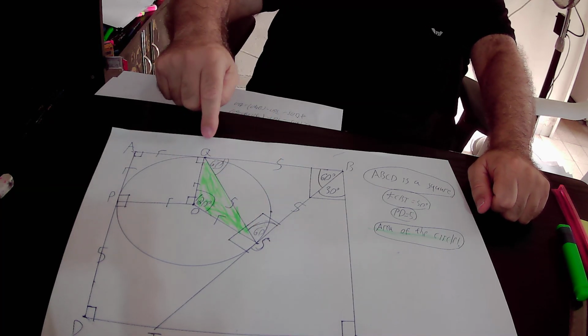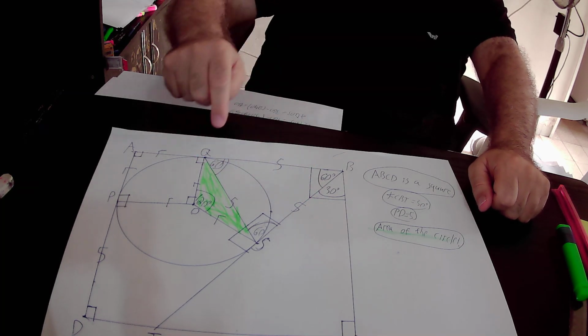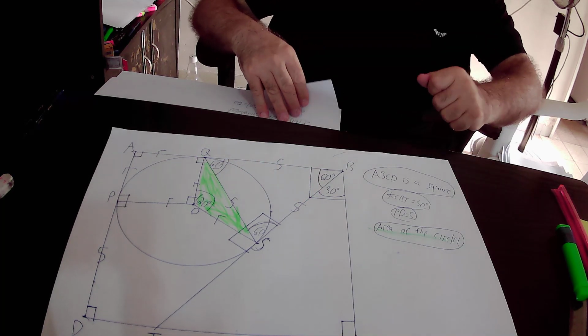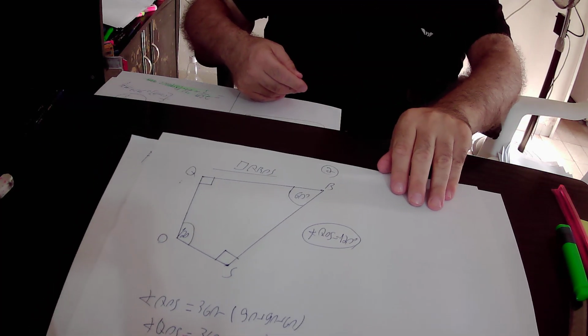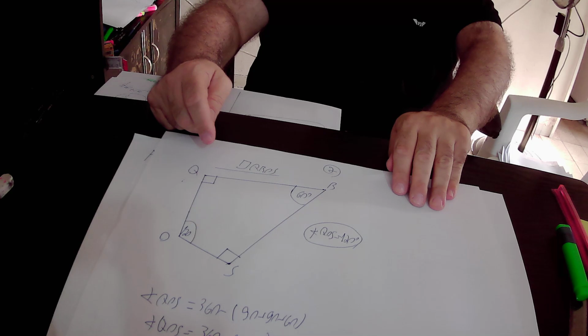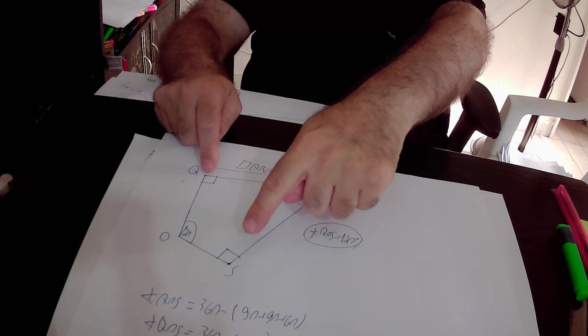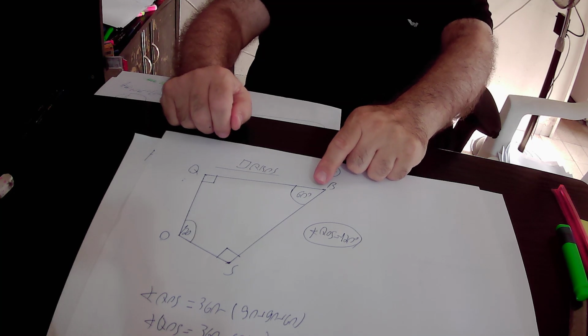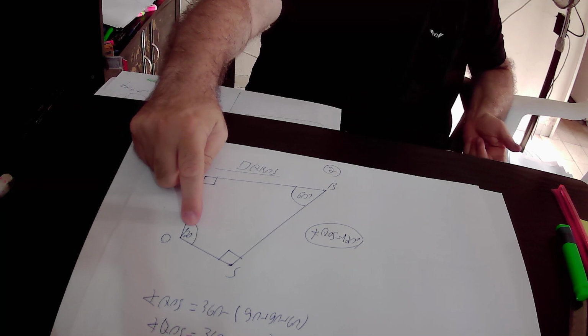Then I copied quadrilateral QBOS in a new page and we analyzed quadrilateral QBOS. This is quadrilateral QBOS that I copied from the original drawing. In quadrilateral QBOS, those two angles are both right angles. This angle equals 60 degrees, and this is the missing angle. Angle QOS is the missing angle.